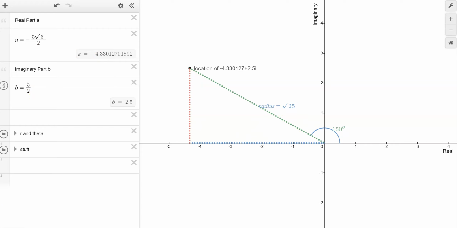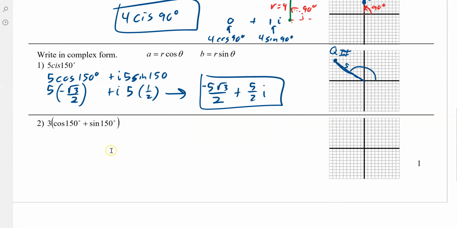With the second part of converting, if you already know your polar, plugging in the calculator will give you the correct location, but it's good to check. Okay, so just to do one more, that's supposed to be I there. This would then just become 3 cosine of 150 degrees plus 3 with an I sine of 150 degrees. And so this would just become negative 3 rad 3 over 2 plus 3 halves I.